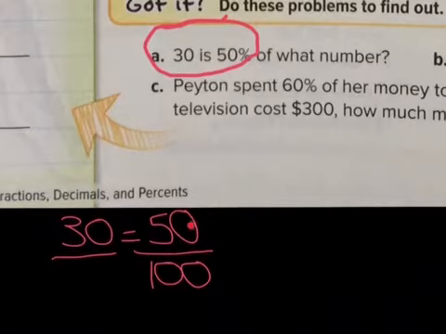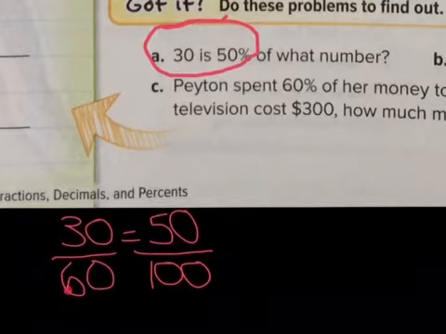And now you know that 50 is half of 100, so this must be half of the whole, right? And half of the whole, it would have to be 60 down here. As you see, this 50 is only half, so 30 would only be half of this amount. Okay, that's the way to figure that one out.